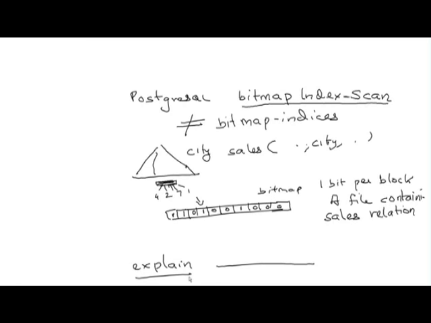I'm not doing random I/O. I'm reading the sales relation sequentially with no seeks, essentially. Seeks are very rare, in effect. We'll pretend there are no seeks. So with no seeks, I'm just reading the relation consecutively, but skipping over pages whose bits are set to 0, so I don't incur the cost of fetching those pages.